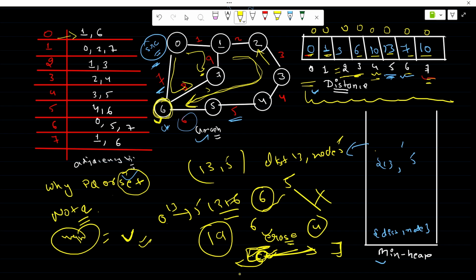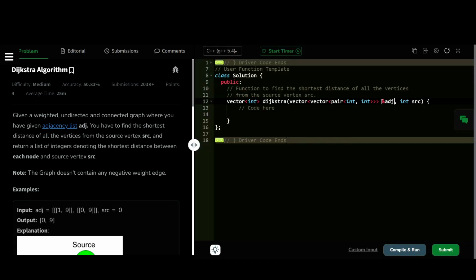So let's implement it. Let's see the code. We have given an adjacency list and a source node, right? So let's call it.